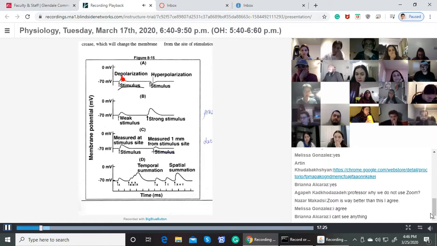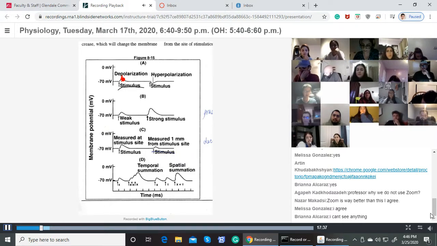So when you give a mild electric shock, you give an upward deflection of the membrane potential. That means it will make the membrane potential relatively more positive. Then we call this depolarization. If you look at the definition from last week, it is depolarization.